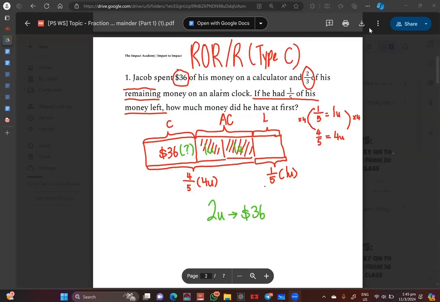Now, the next thing I want to do is to always find my Mr. Green Man, which is 1 unit. Agree so far? So we do 36 divided by 2, and that gives me how much? 18.